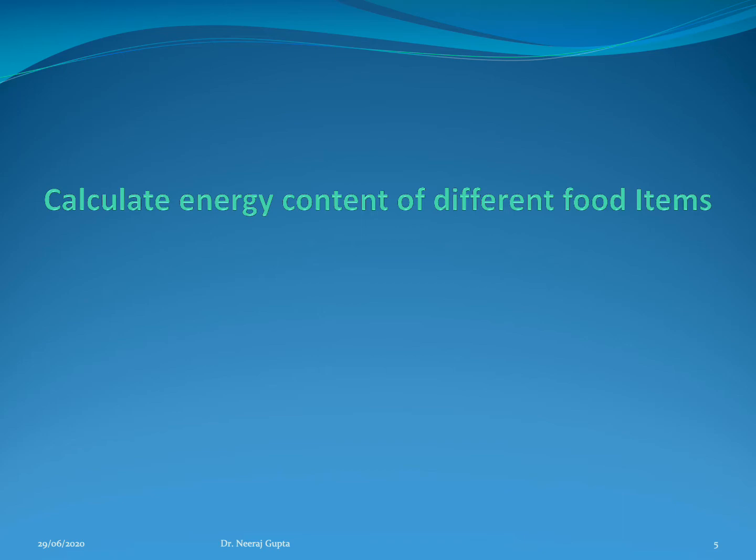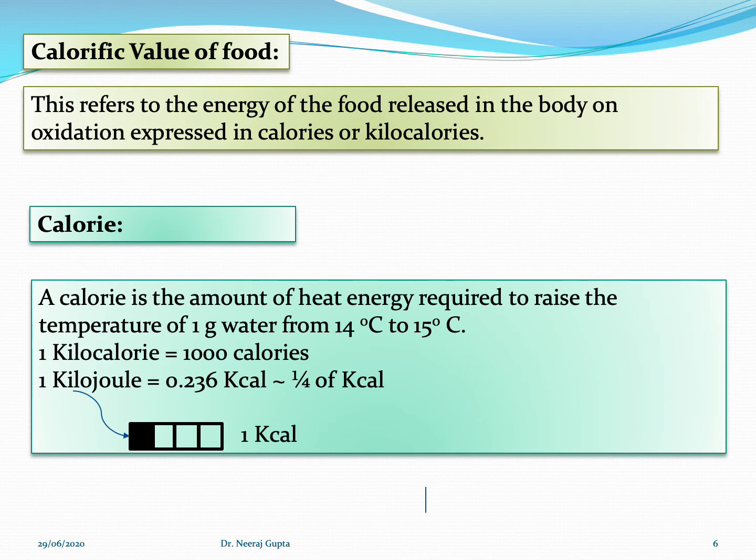Let's look at how to calculate energy content of different food items. Let's look at some definitions first. Calorific value of food refers to the energy of the food released in the body on oxidation, and it is expressed in calories or kilocalories. Next, what is a calorie? A calorie is the amount of energy required to raise the temperature of 1 gram of water from 14 degrees Celsius to 15 degrees Celsius. 1 kilocalorie is 1000 calories, and 1 kilojoule is approximately 1/4 of 1 kilocalorie.